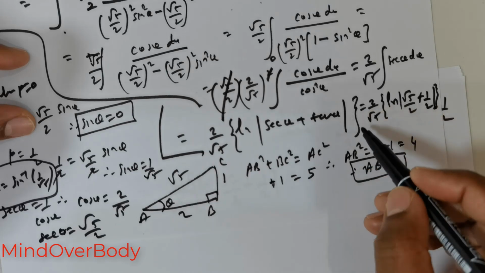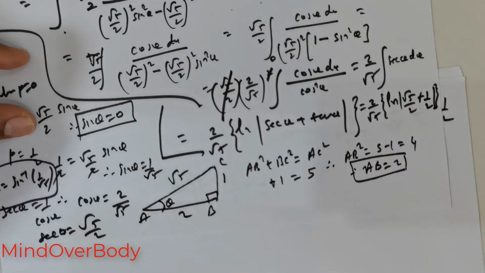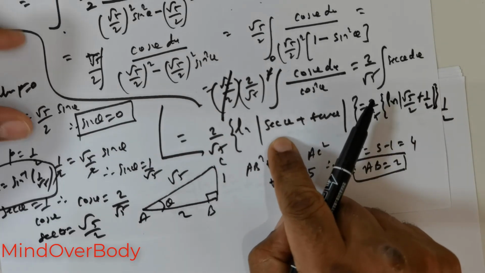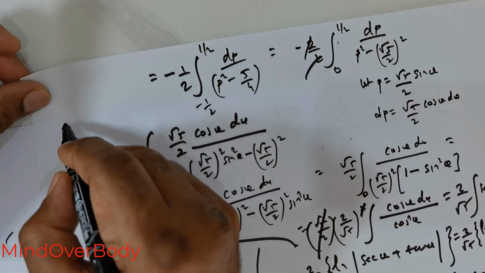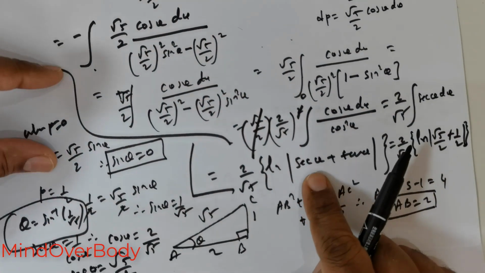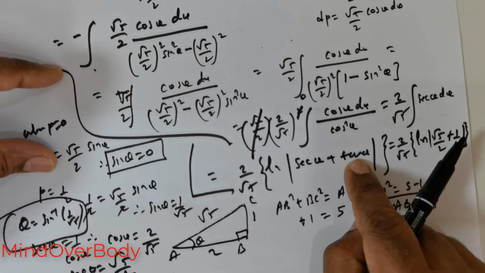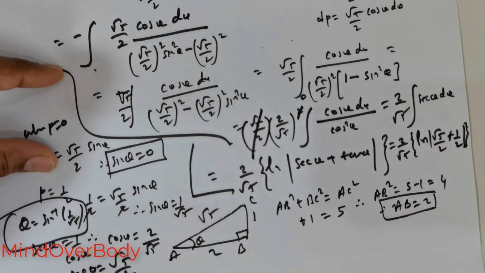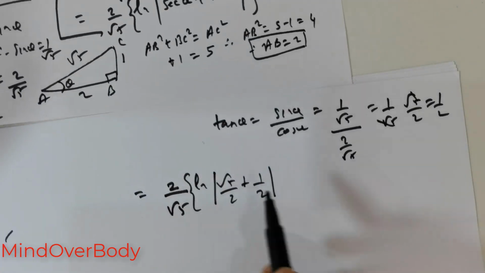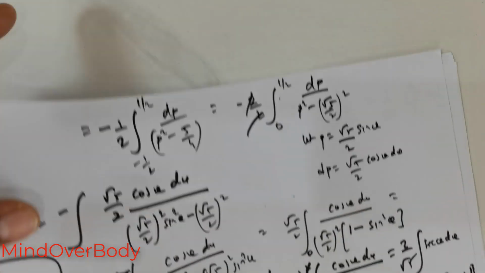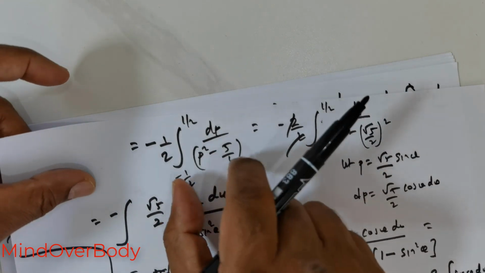Now the lower limit is 0, right? So you have secant theta of 0. Now what is secant theta of 0? That is going to be 1 here, and tan 0 is going to be 0. So the lower limit totally vanishes, leaving us only with the upper limit. So this is what we have got when we integrated this.